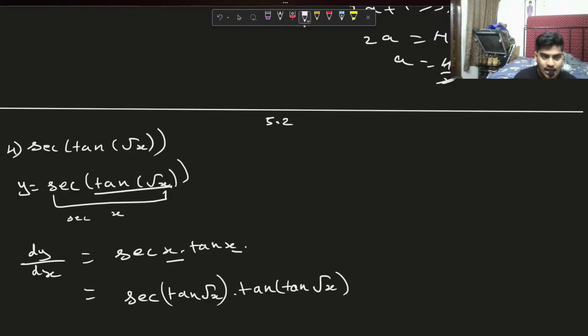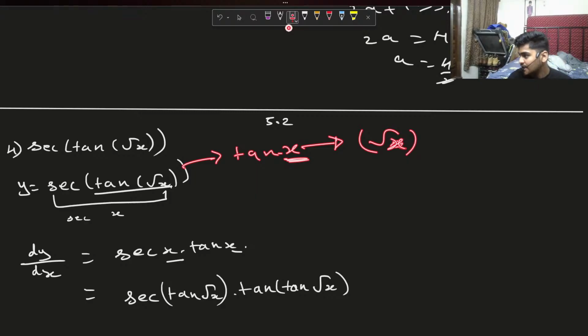And next, it's not only there. So it comes here, and this is what remains. This tan is still remaining, no? So I can take this as tan x. What will x be? It will be root x here. Correct? It's not a, it's x. It will be root x. Correct?